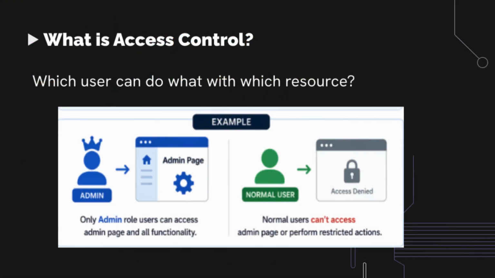First, let's quickly understand what access control really means. Access control is simply about deciding what resource a user is allowed to access or modify, and what is not. Like only admin role users can access the admin page and functionalities. Other normal users are not allowed to do it. Now let's look at the different categories of access control.